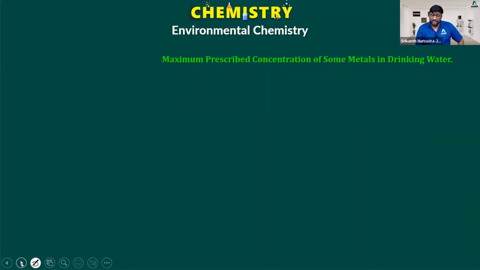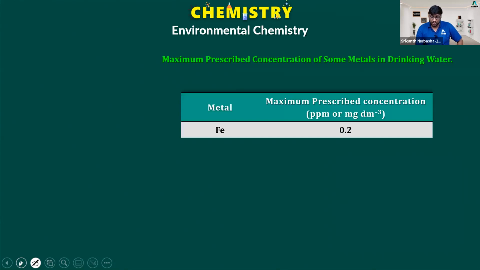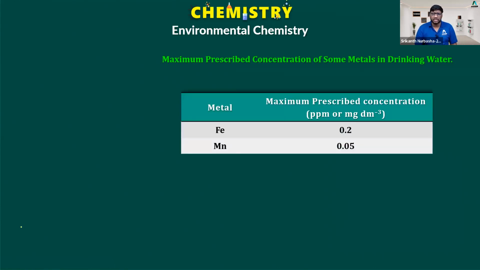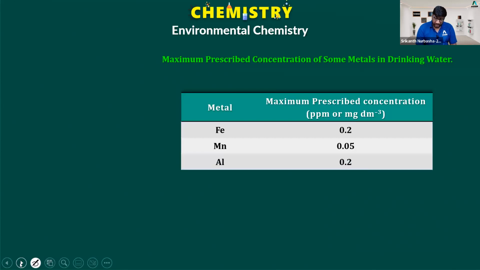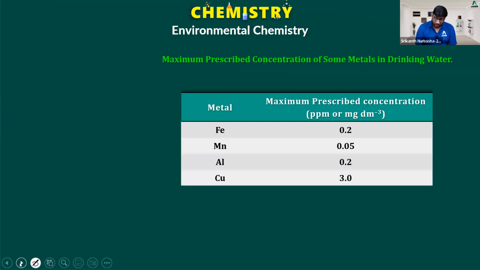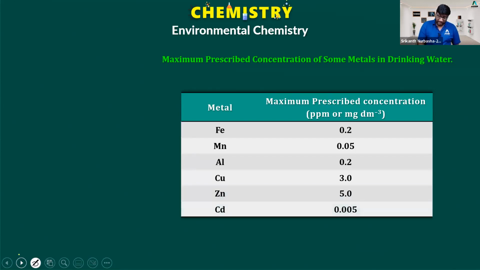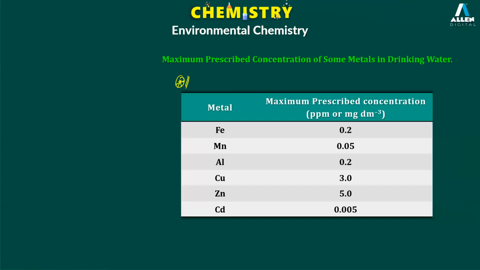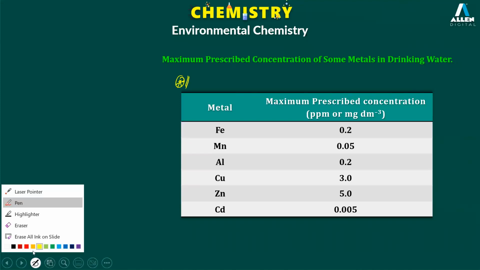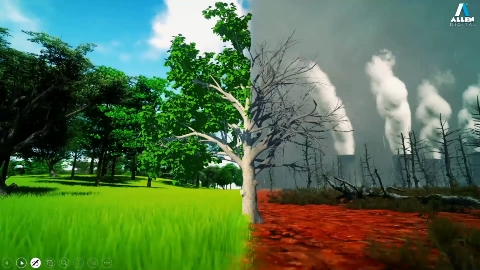Maximum prescribed concentration of some metals in the drinking water. These points you have to remember, students, like which metal has to be present, up to what extent, and how much ppm. Iron 0.2 ppm, manganese 0.05, aluminium 0.2, copper 3, zinc 5, cadmium 0.005. This is how much a particular metal can be present in the drinking water. More than this will lead to different kinds of diseases. Is everything clear so far? Yes, right. Very good.